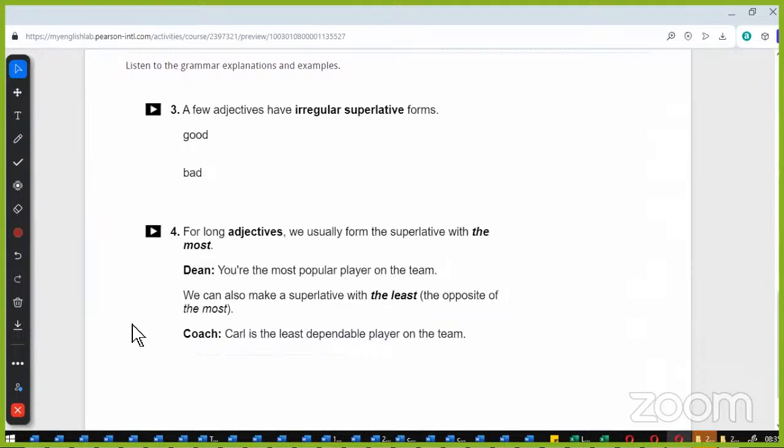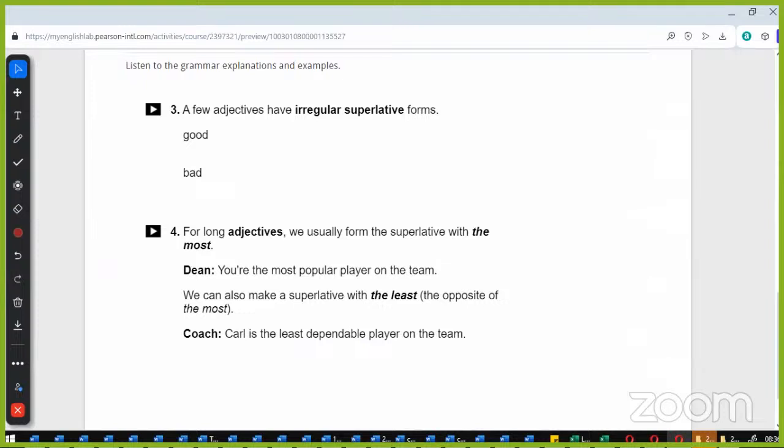Okay, let's read this. A few adjectives have irregular superlative forms. Good is the best, and bad is the worst. Number 4, for long adjectives, we usually form the superlative with the most. Dean says, "You're the most popular player on the team." We can also make a superlative with the least, the opposite of the most. The coach says, "Carl is the least dependable player on the team."